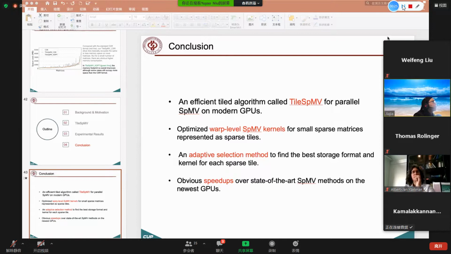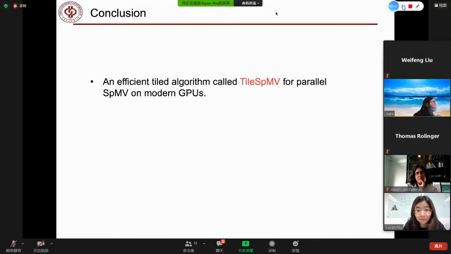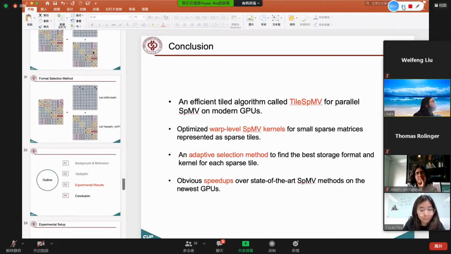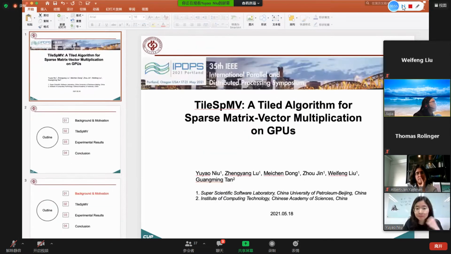Yuyao is currently a second-year master student in computer science at China University of Petroleum, Beijing, and is planning to pursue her PhD after graduation. Her advisor is Professor Weifeng Liu. Her research interests include high-performance computing, parallel programming, parallel algorithms, and sparse matrix computation. So, Yuyao, please start your presentation from the beginning. And I'll give a timing reminder at around 12 minutes.